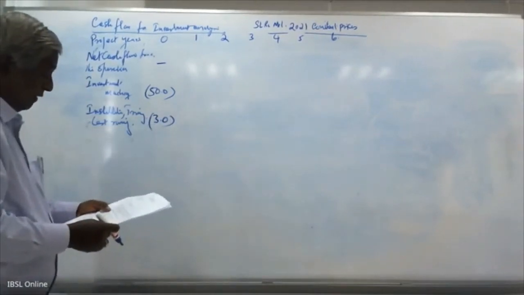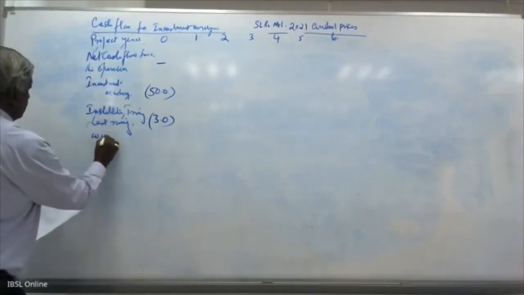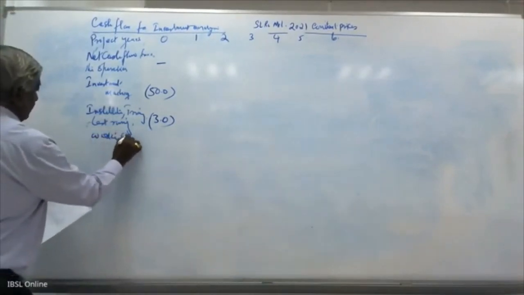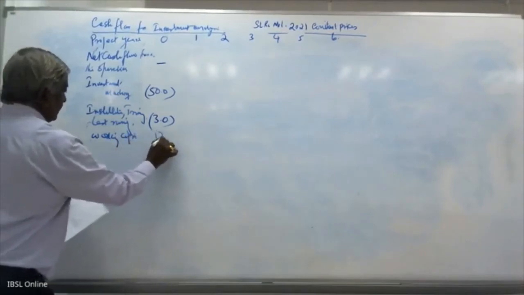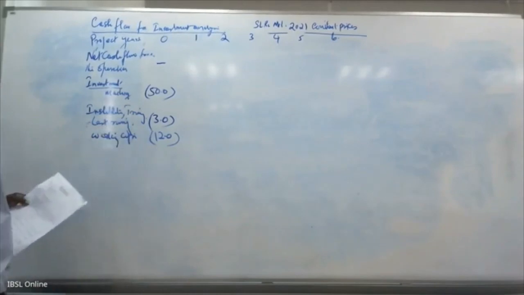The investment of the working capital will be 12 million. Working capital, 12 million. That is also outflow. So all the investment is outflow.